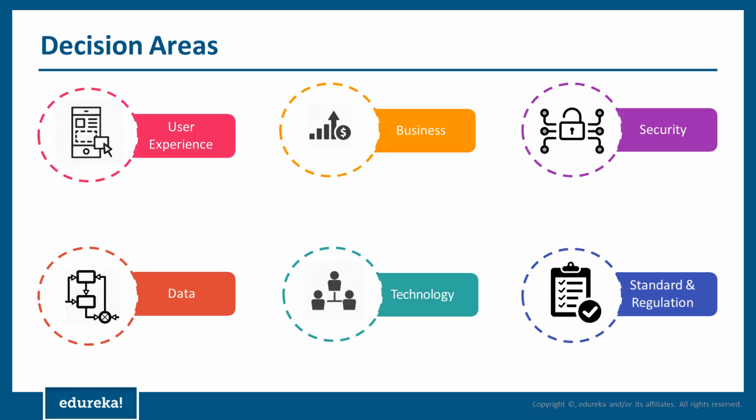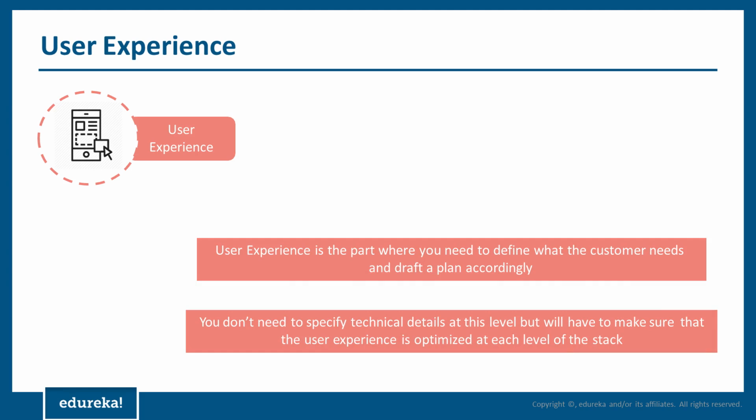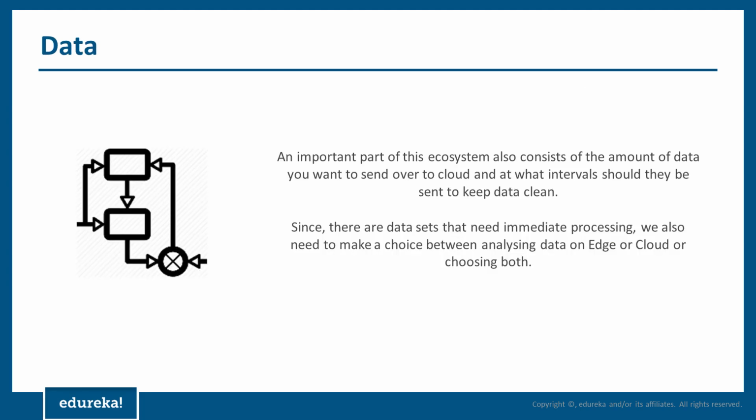And then you go through each of this technology stack using each decision area. And that's why we saw that matrix, correct? So user experience, this is what you're going to see and what you're going to decide. Data, a very important part. Where you're going to store, how much you're going to store.